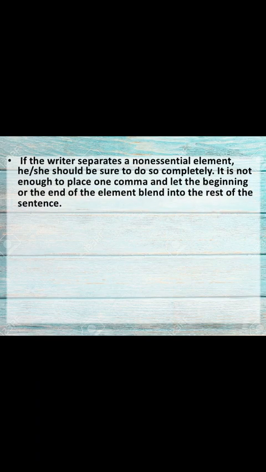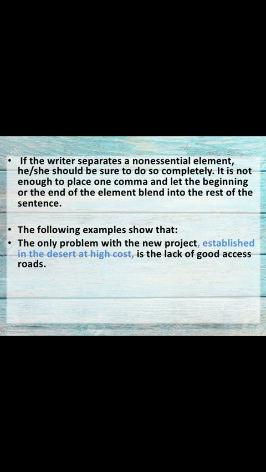If the writer separates an essential element, he or she should be sure to do so completely. It is not enough to place one comma and let the beginning or the end of the element blend into the rest of the sentence. The following examples show that extra information, a non-essential element, must be preceded and followed by commas. It is not enough to put one comma, it must be two commas.